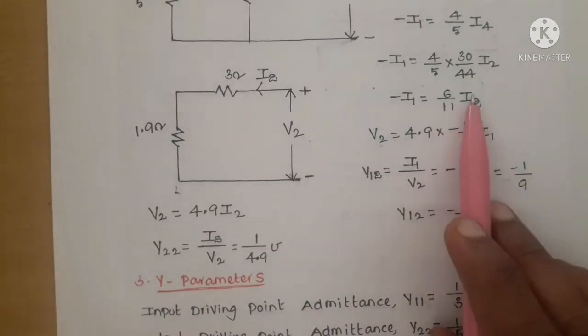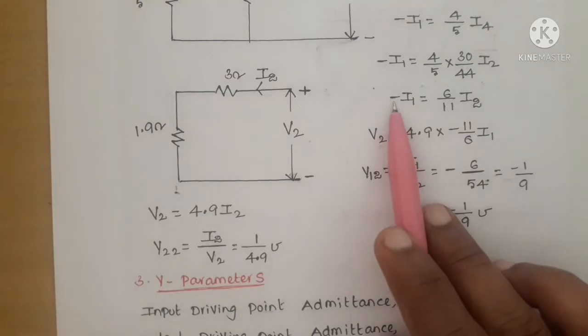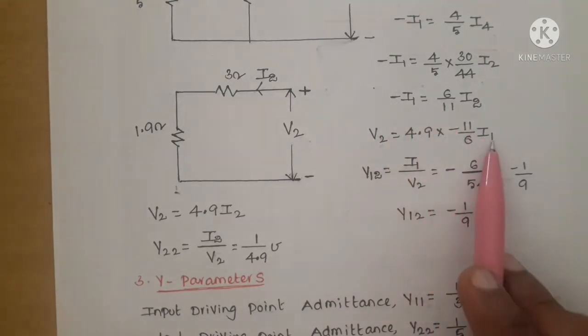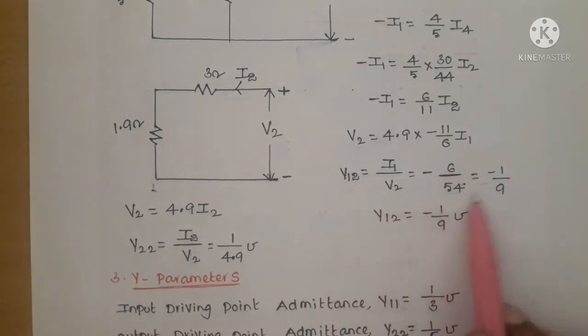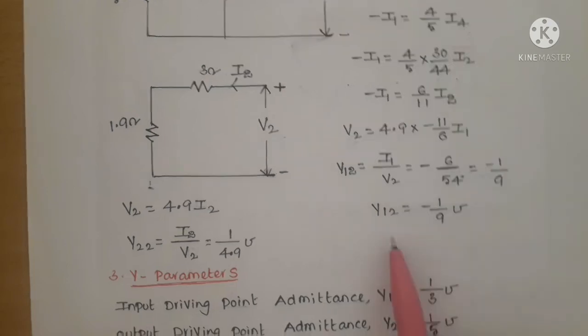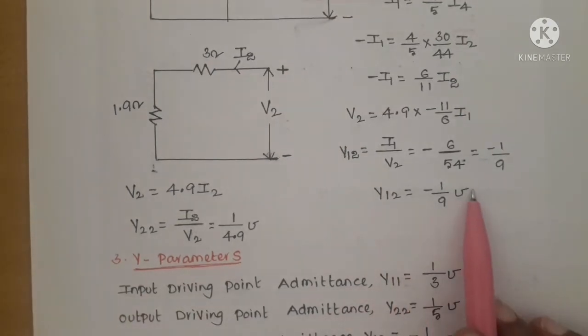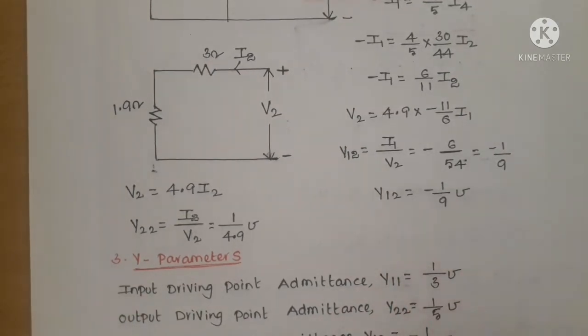So for I2, I am writing minus 11 by 6 I1. So Y12 equal to I1 by V2, which is equal to minus 6 by 54, minus 1 by 9. So Y12 equal to minus 1 by 9 mhos. In that way, by applying the condition V1 equal to 0, we got the remaining two parameters.